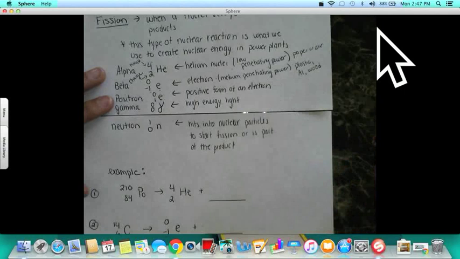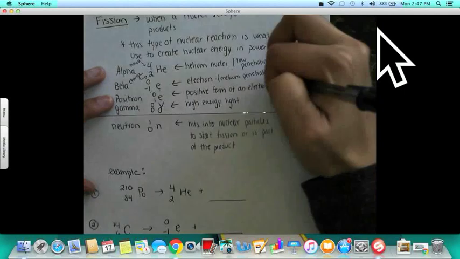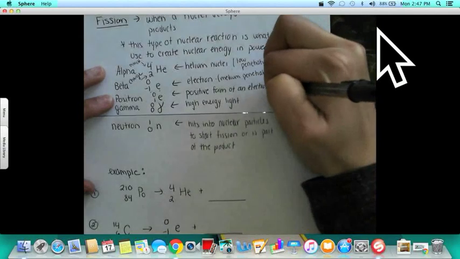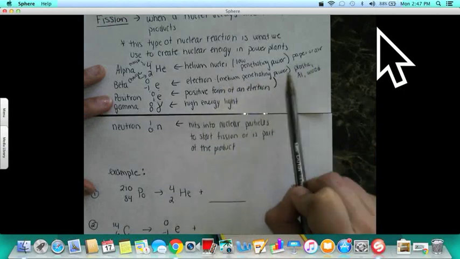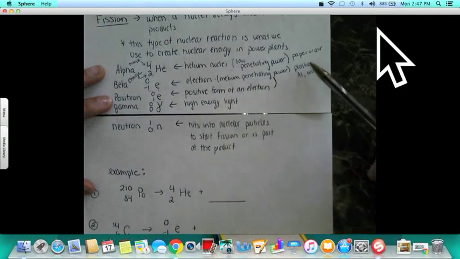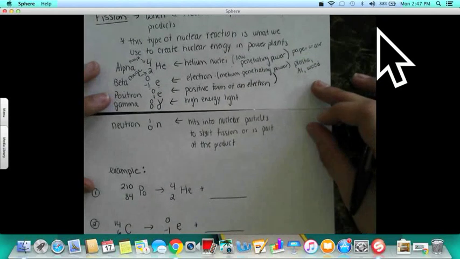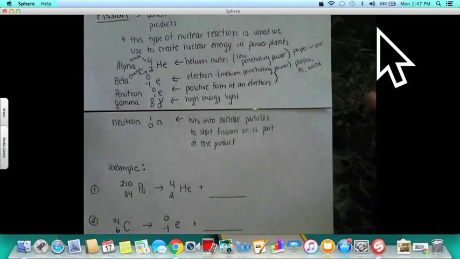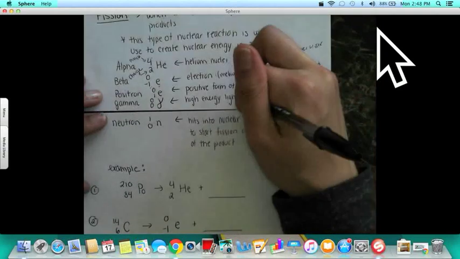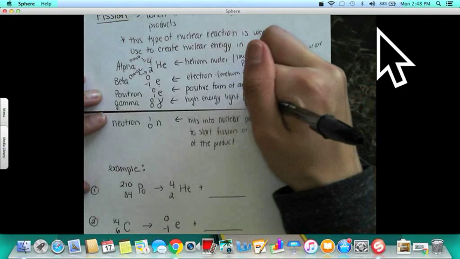Positrons, because it's just the positive form of an electron, all of these things apply to our positron also. So this medium penetrating power and then protecting ourselves with plastic, aluminum, or wood is also true for a positron. Now your gamma is going to be your highest energy and the most dangerous. So it has high penetration power.